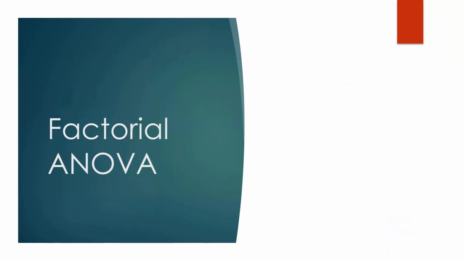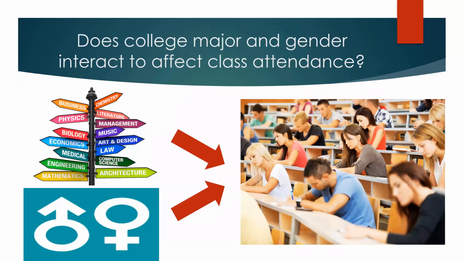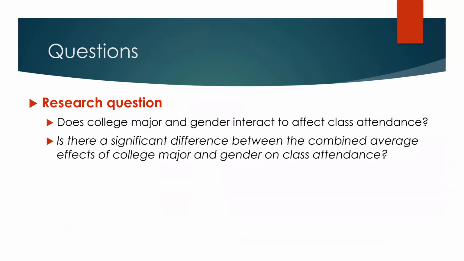So let's get into specifically how we can calculate a factorial ANOVA. Let's start with this general question to phrase our context. Does college major and gender interact to affect class attendance? So does the major that you have and the gender that you are interact to affect how much you go to class? We can take that general question and phrase it into the more specific research question. Notice that the wording of the research question here follows the same format as the one that I showed you a few slides ago, using that template. So is there a significant difference between the combined average effects of college major and gender on class attendance?